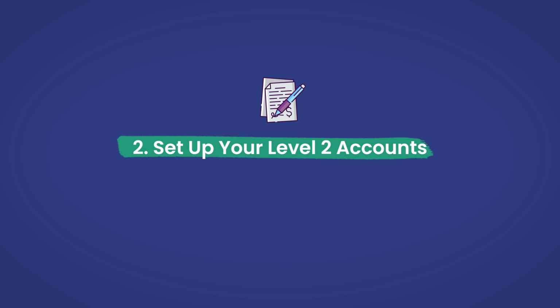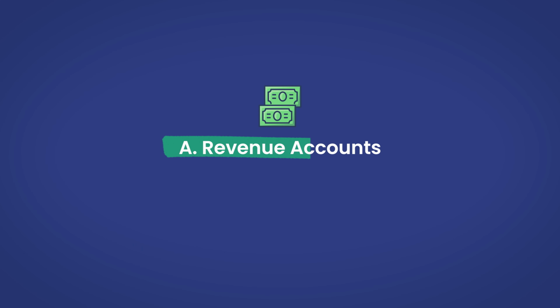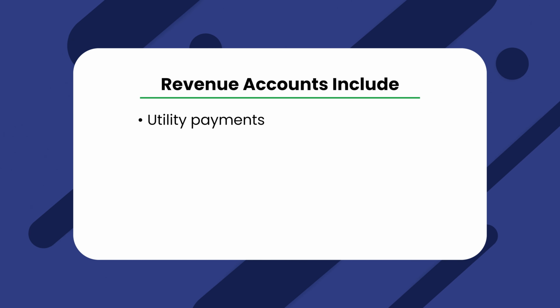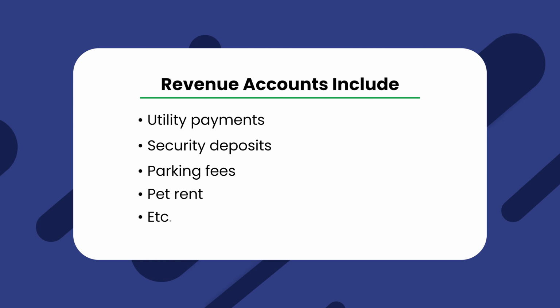Number 2, set up your level 2 accounts. Now that you have the basic architecture done, it's time to drop in all of your level 2 accounts. What kind of information fits into each of these 5 overarching categories? Here's a quick breakdown of what kind of accounts are included in each. A. Revenue accounts. If you manage your own rental property, this typically comes down to one main account: rent payments. However, it also includes any other source of revenues such as utility payments, security deposits, parking fees, pet rents, etc.